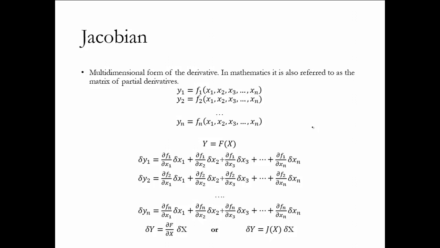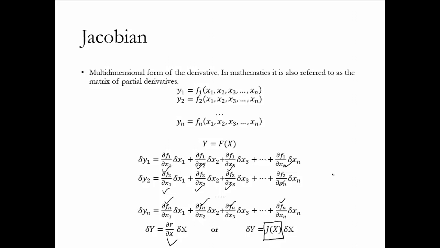Now this all can be represented in the form of a Jacobian matrix. So this is the Jacobian function, which is nothing but this one, and which is nothing but the matrix of partial derivatives. All these are actually components of the Jacobian.